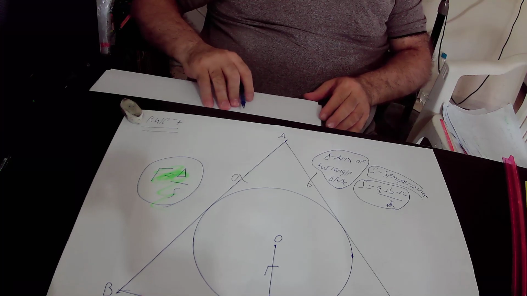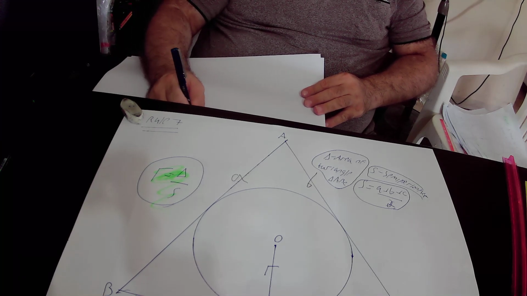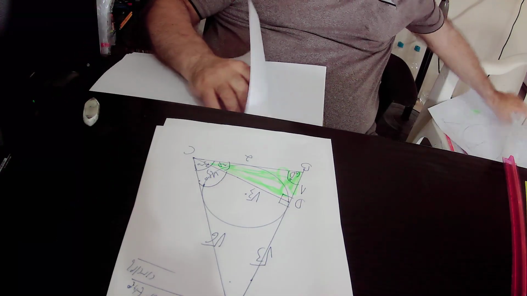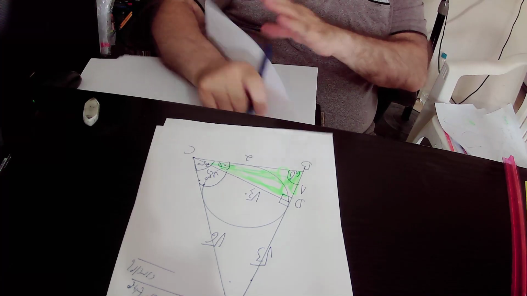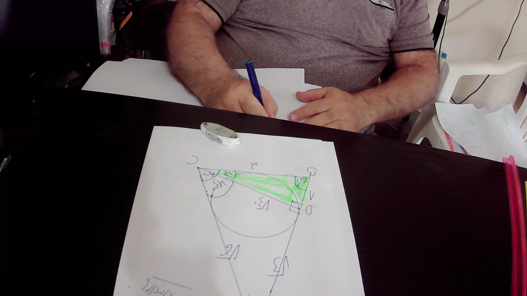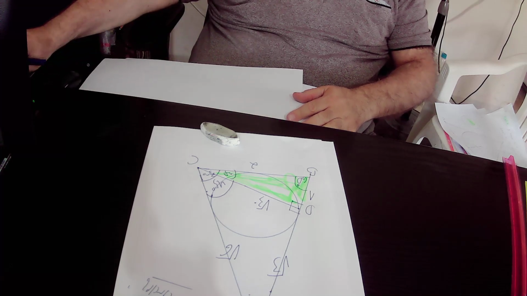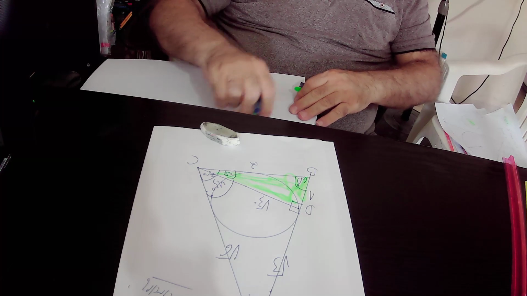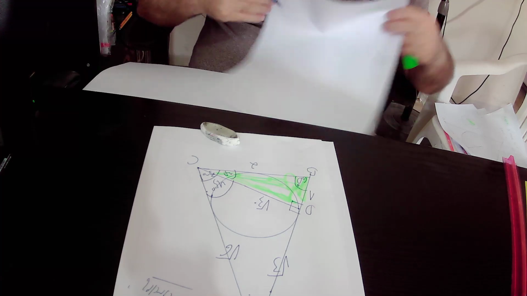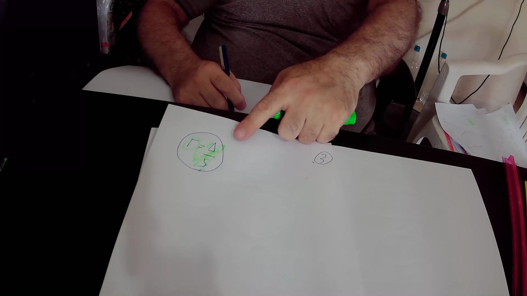Okay, so we can write down here that the radius of the circle of triangle ABC is equal to the area of triangle ABC over the semi-perimeter of triangle ABC. I'll repeat again. The radius that we are looking for of this circle is equal to the area of triangle ABC over the semi-perimeter of triangle ABC.